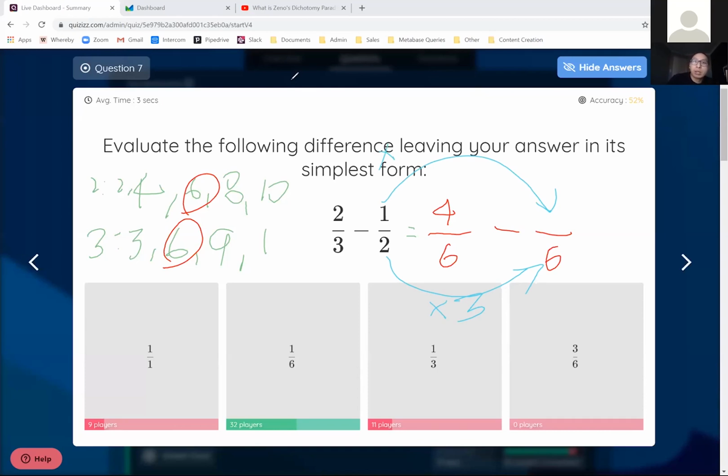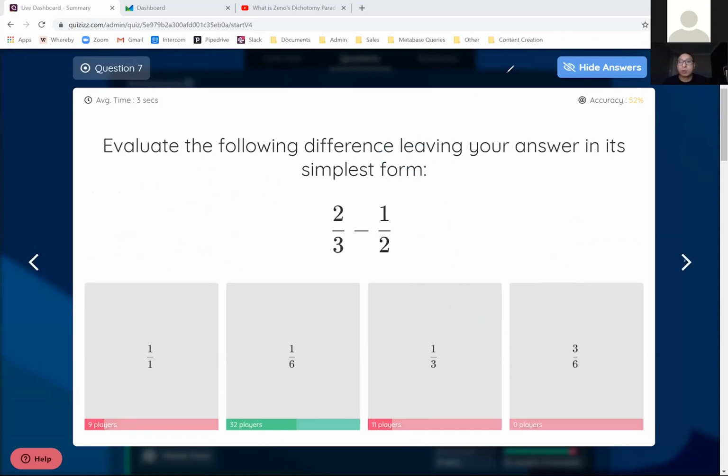Now, 1 times 3 is 3. So that means that a half as a 6th is actually 3/6, right? Because 3 out of 6 is a half, same. So now, because they're both out of 6, I can just subtract the top, the numerator, like I normally would. So if I've got 4/6, take away 3/6, how many 6 do I have altogether? 1/6, all right?